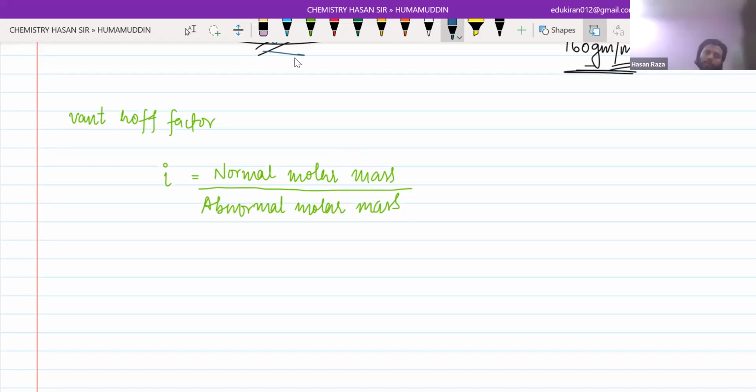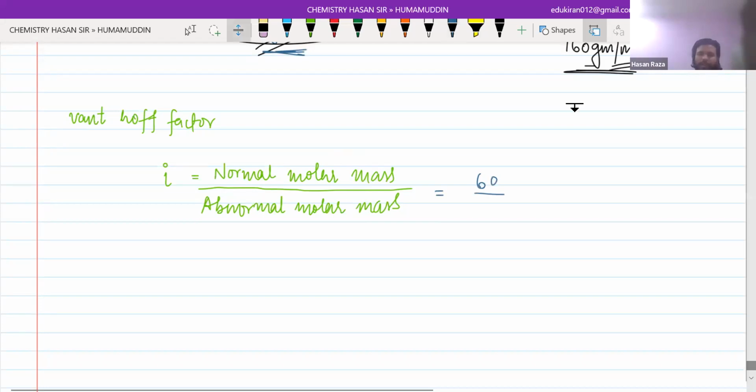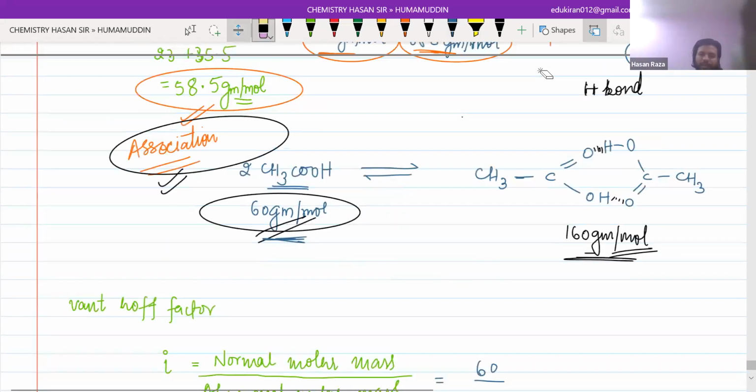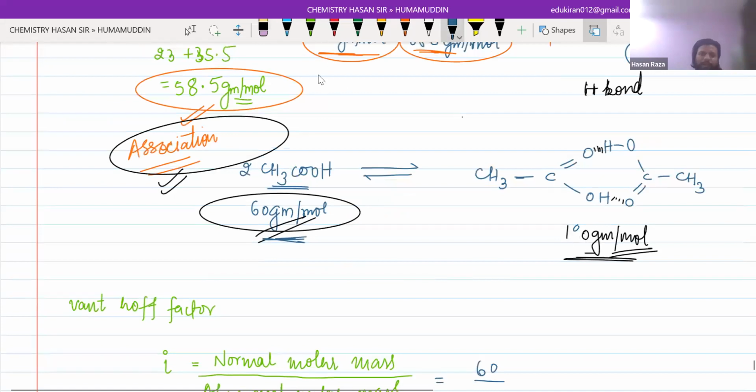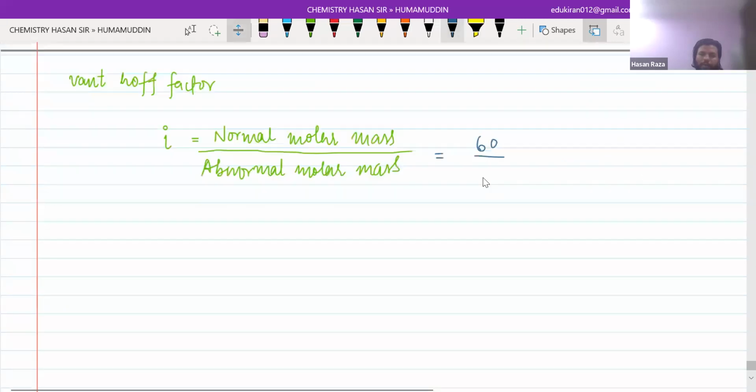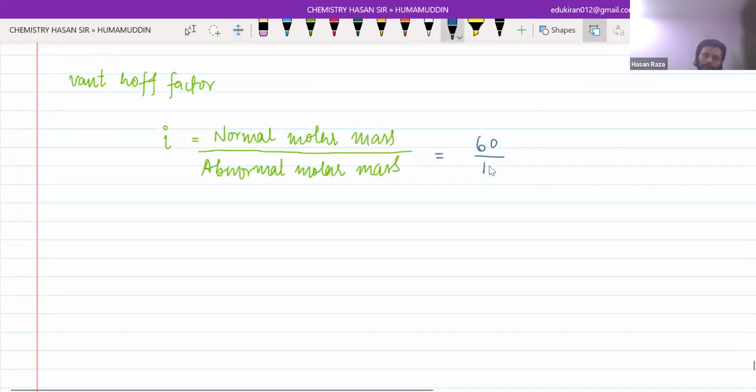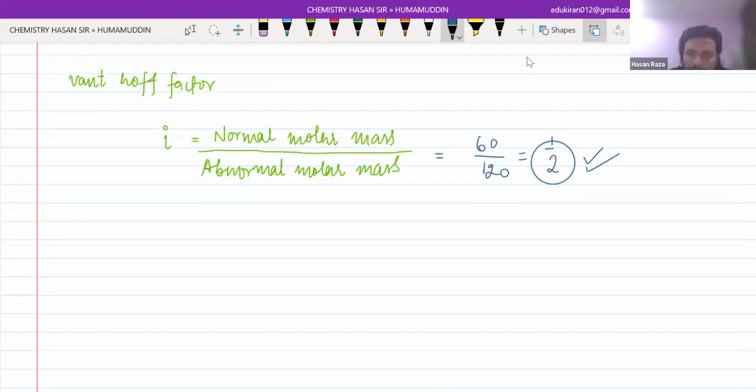If you want to go for this, normal molar mass was 60 and after associating it becomes, oh, I got it wrong. No, it doubles itself now, so it will not be 160, it will be 120, sorry. So the abnormal molar mass will be 120, and hence if you calculate the value of the Van 't Hoff factor, it will be half. Is that clear for this question? Yes.